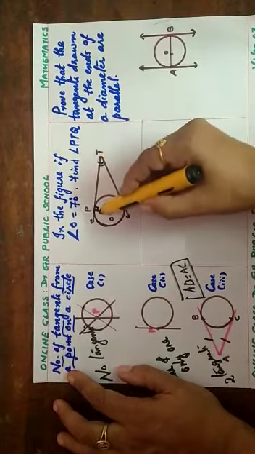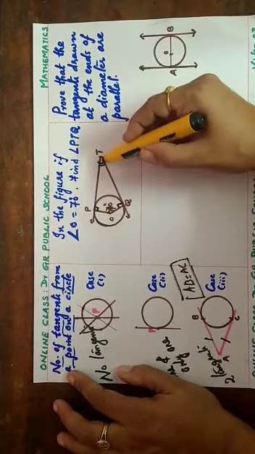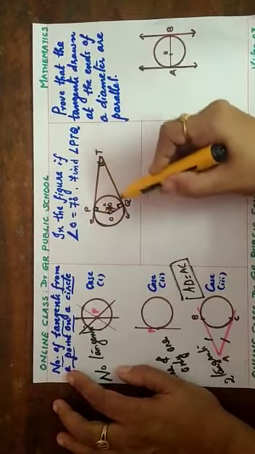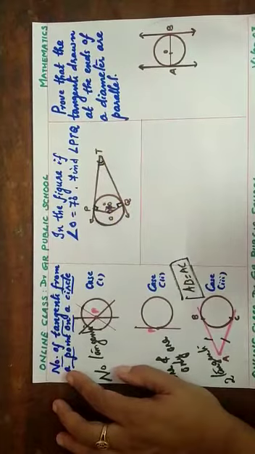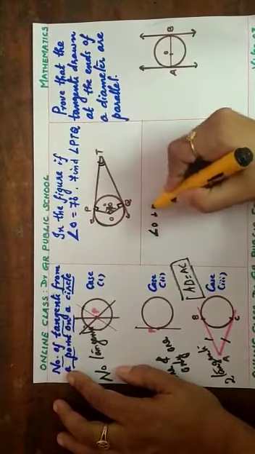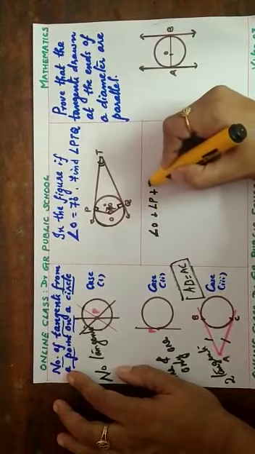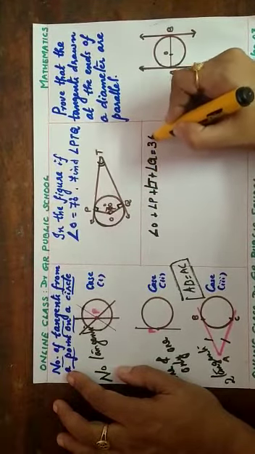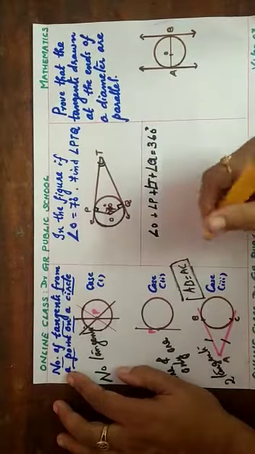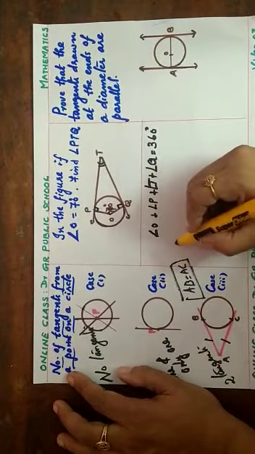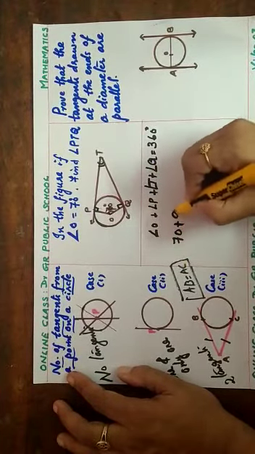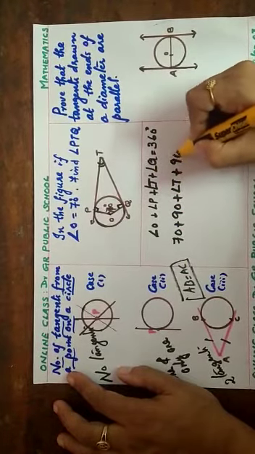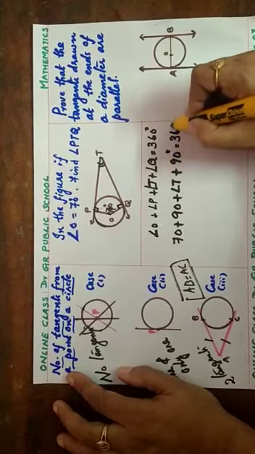So you can take this as a quadrilateral. OPTQ is a quadrilateral. In a quadrilateral, the sum of the four angles is 360 degrees. So angle O plus angle P plus angle T plus angle Q equals 360 degrees. Substitute the values: angle O is given as 70 degrees, P is 90, T is what you want to find, and Q is 90, which equals 360 degrees.